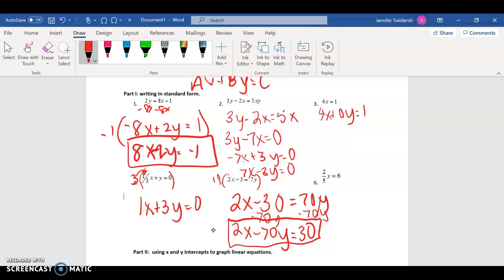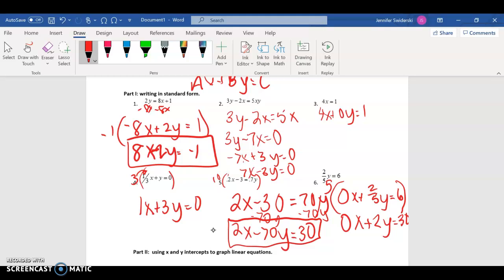Taking a look at number 6, we have 0x plus 2/5 y equals 6. I'm going to multiply everything by 5 to clear that fraction. So I get 0x plus 2y equals 30.